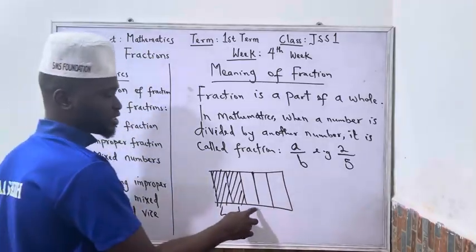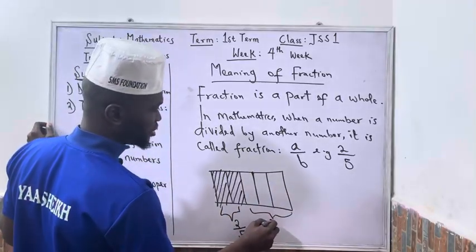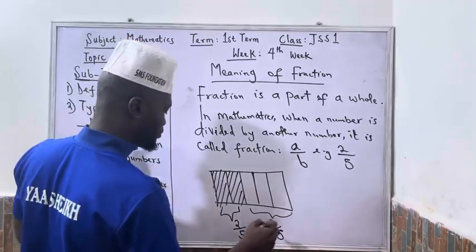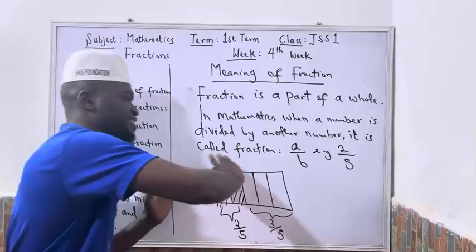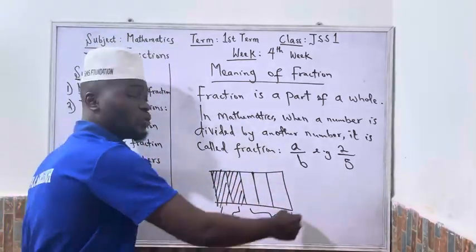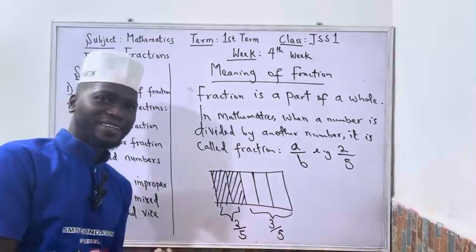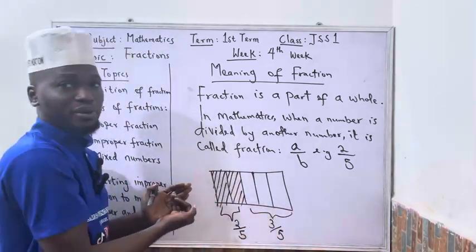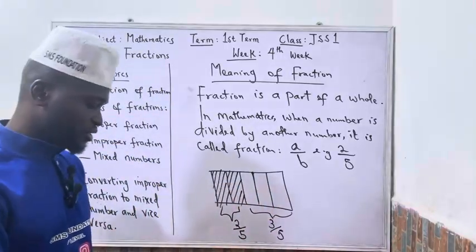That means the remaining 3 parts that we did not shade is 3 over 5. If you add 2 over 5 plus 3 over 5, it will give you the whole shape. That is why they say a fraction is a part of the whole. You can see that this is just a part of the whole rectangle. Very good.